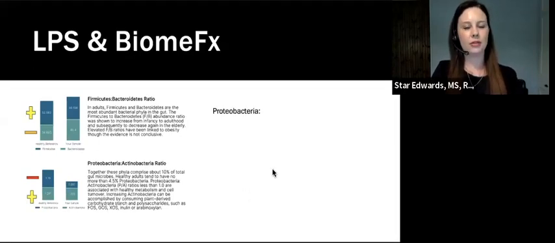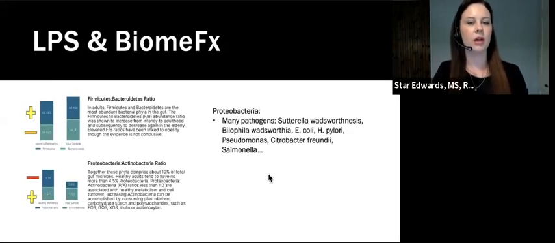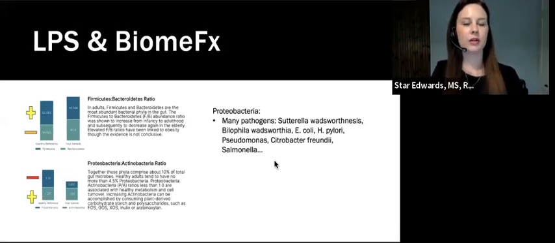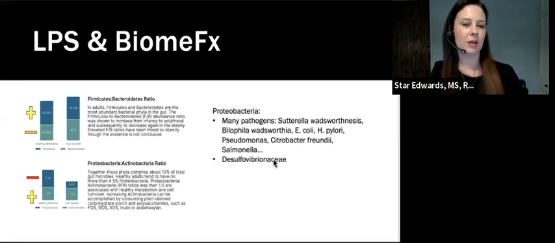Some of the pathogens or the bacteria you'll find on the report that are in Proteobacteria include Bilophila wadsworthia, E. coli, H. pylori, Pseudomonas, Citrobacter freundii, Salmonella, and then Desulfovibrio is also in Proteobacteria. You'll find it on the family page, and we'll talk a lot about it when we get to the hydrogen sulfide section. And also Bacteroides. There is a pathogen called Bacteroides fragilis that we see often on reports.